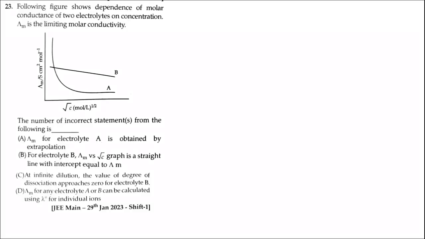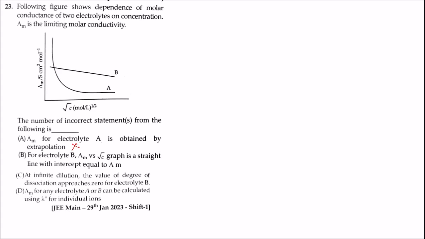The following figure shows the dependence of molar conductance of two electrolytes on concentration. Lambda m is the limiting molar conductivity. The number of incorrect statements from the following is: lambda m for electrolyte A is obtained by extrapolation. This statement is wrong. The curve of A is parallel to the x-axis, so lambda m for electrolyte A will not be obtained by extrapolation.